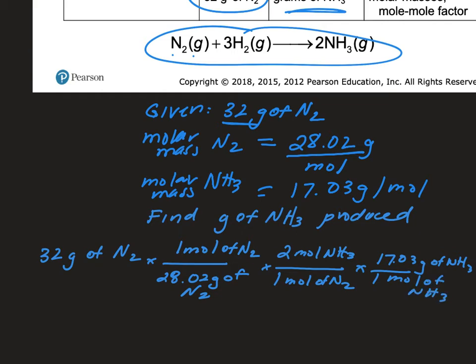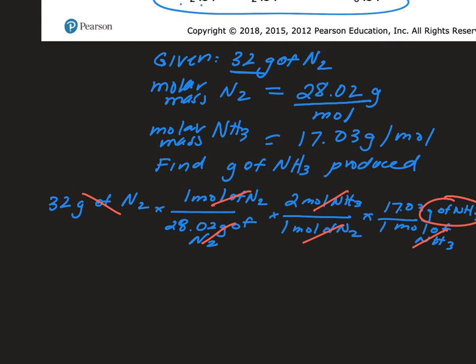And what you'll see is that my units cancel and I'm left with a desired unit in the numerator. So my grams of N2 cancel, my moles of N2 cancel, my moles of ammonia cancel, and I'm left with that unit. So it's just one big dimensional analysis problem, or conversion factor problem. So let's go through and multiply and divide everything out.